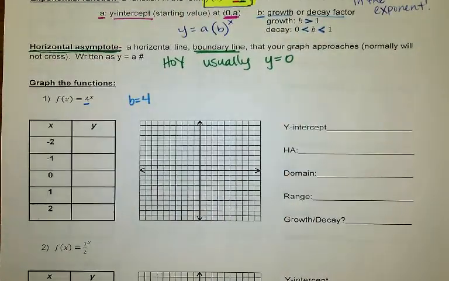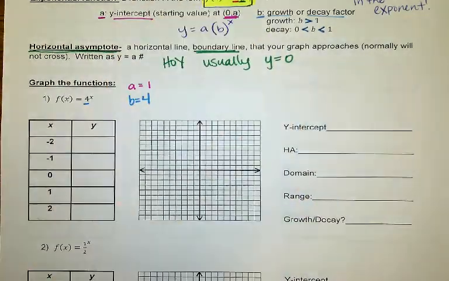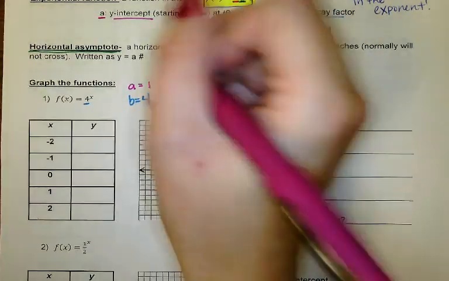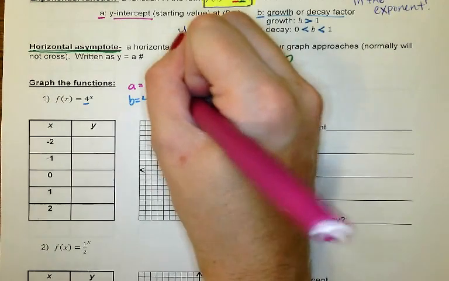Okay? What is my A value? What's the number on the outside there? Is there anything on the outside? No, it's just 1. Okay? So it's kind of like it's 1 times 4 to the x. Does that make sense, guys? So your A value is just 1. So what this is telling us is that my y-intercept should be 0, 1.